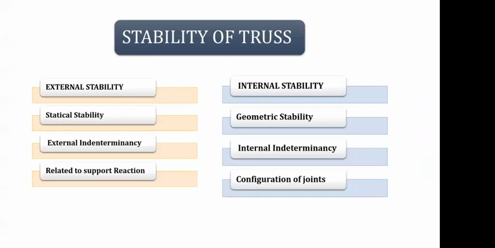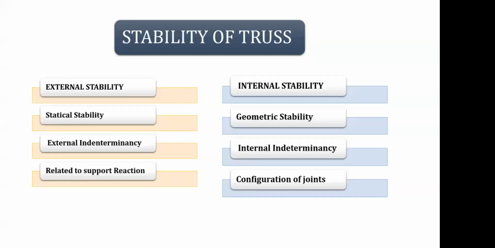So now I come to our main topic, how we can classify trusses. The stability of a truss is classified into two types. First one is external, where I can write support reactions. Internal depends completely upon the number of members and joints. External stability, call it statical stability or external indeterminacy, is related to the support conditions, whereas internal stability is geometric stability, that is the configuration of the joints.